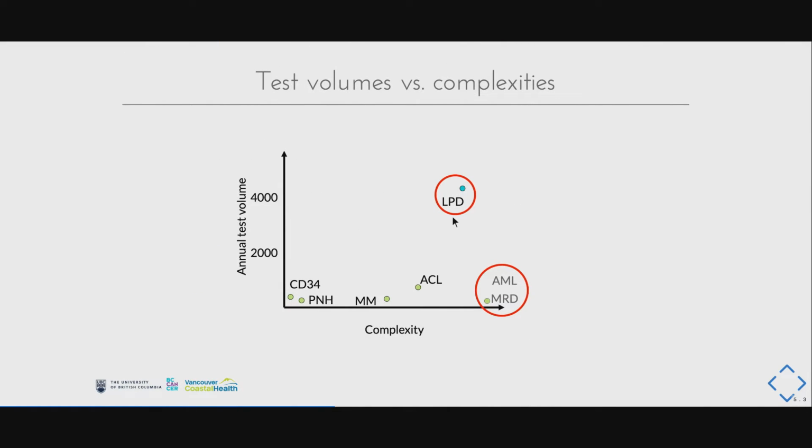So here is a plot to identify which tests we would like to prioritize for automation. Lymphoma and AMR-MRD are the most complex. The test volume for the LPD is also quite high for our current lab size, and the volume is increasing year over year. So definitely this will be the top pick.